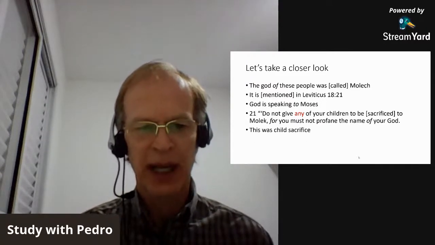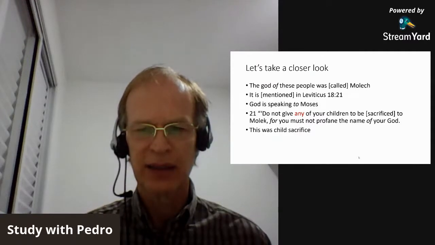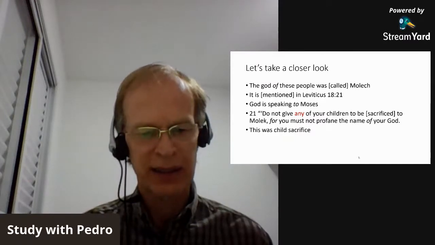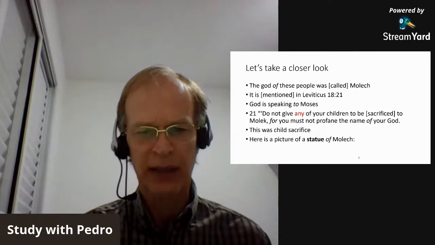Então, this was child sacrifice. Child sacrifice. And you guys know what this is, child sacrifice, sacrifício. And here's a picture of the statue of Molech. Not a very beautiful god there, I hate to say. But what's interesting, according to historians, it's not interesting, it's terrible. The statue was made out of metal.